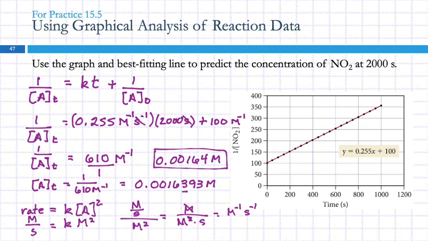Professor? Mm-hmm. I got 0.255 times 2000 plus 100. I did not get the same answer. You didn't get the same answer? Okay, let me check. The final answer is correct. 0.255 times 2000 plus 100. I'm getting 610.